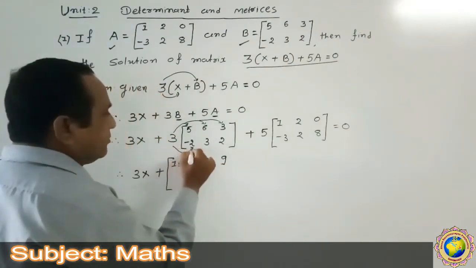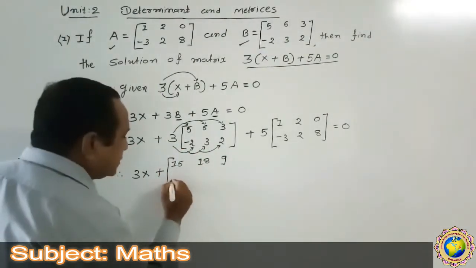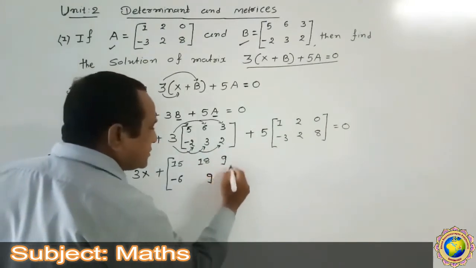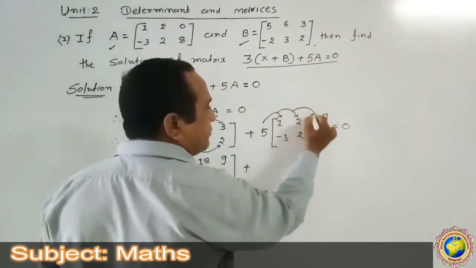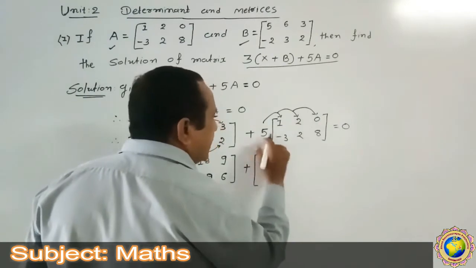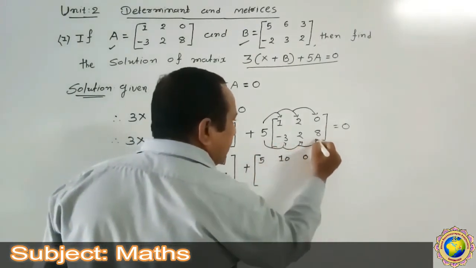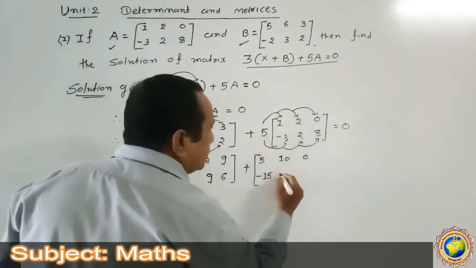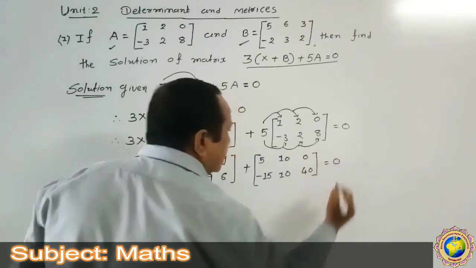Similarly, 3 multiple -2, 3 multiple 3 and 3 multiple 2. 3 times -2 is -6, 3 times 3 is 9, and 3 times 2 is 6. Now similarly, 5 multiple 1, 5 multiple 2 and 5 multiple 0: that is 5, 10, and 0. 5 multiple -3, 5 multiple 2 and 5 multiple 8: that is -15, 10, and 40.